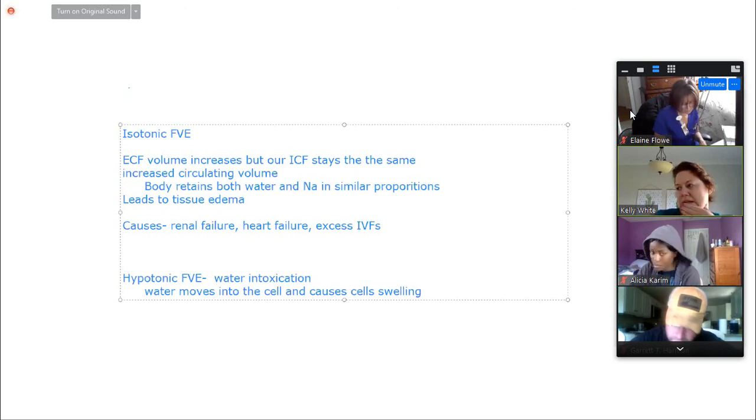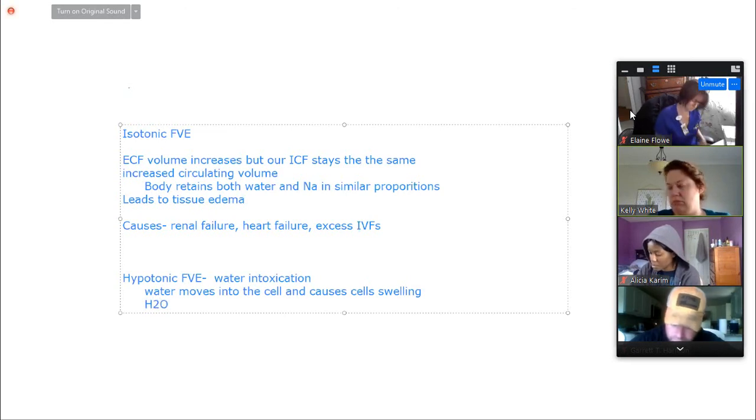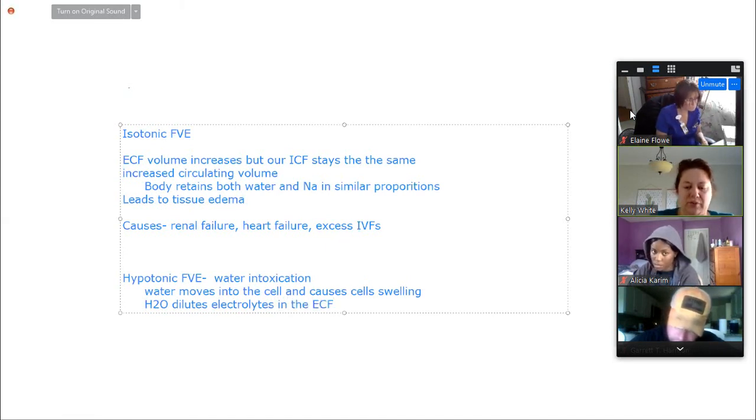Okay. So what happens here is your water ends up diluting your electrolytes in the extracellular or bloodstream. And it causes those fluids to shift out of the extracellular fluid and into the cells. Okay.